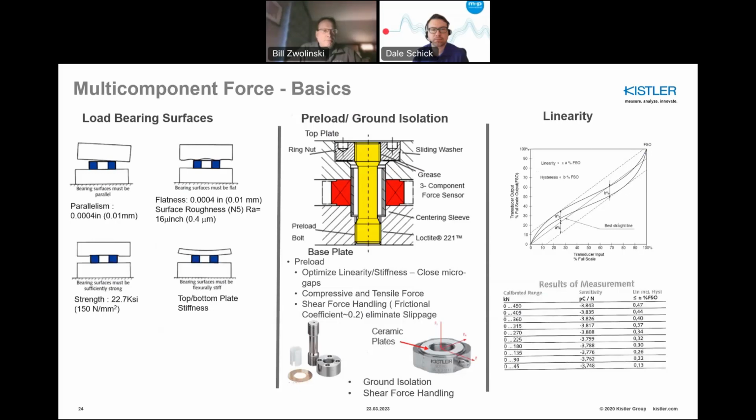So here are some multi-component force basics. Load-bearing surfaces are very important. You want surface flatness and parallelism, that's very key to getting good frequency response. You certainly want strength of materials.